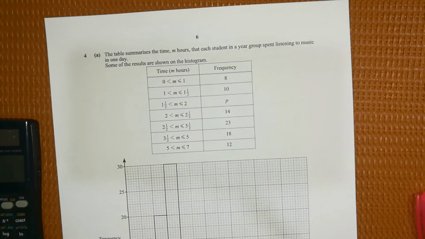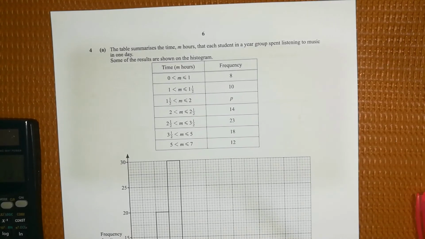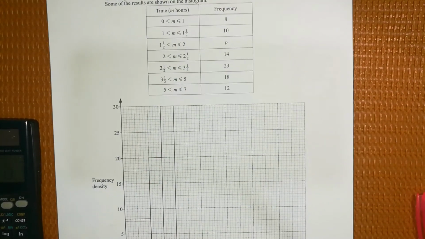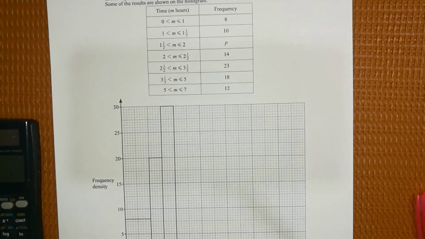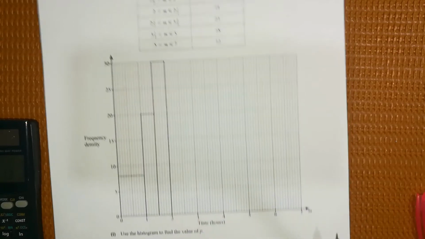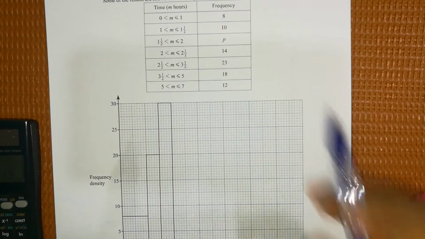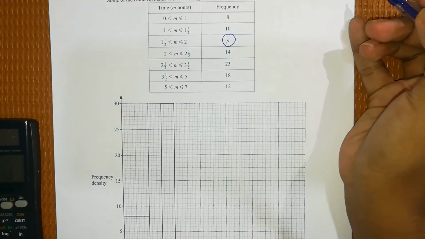Question number 4. This is regarding statistics. A. The table summarizes the time in hours that each student in a year group spends listening to music in one day. You are given the frequency table as well as an incomplete frequency density histogram. So you are given the first 3 bars here. We'll see the first question, that is, use the histogram to find the value of P. So the value of P is here. So we have to find that frequency.